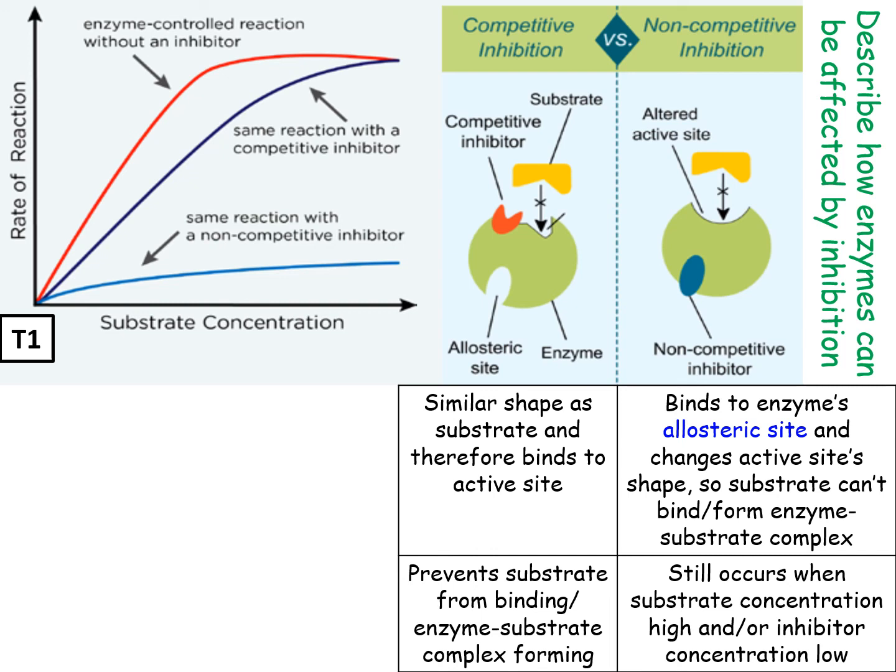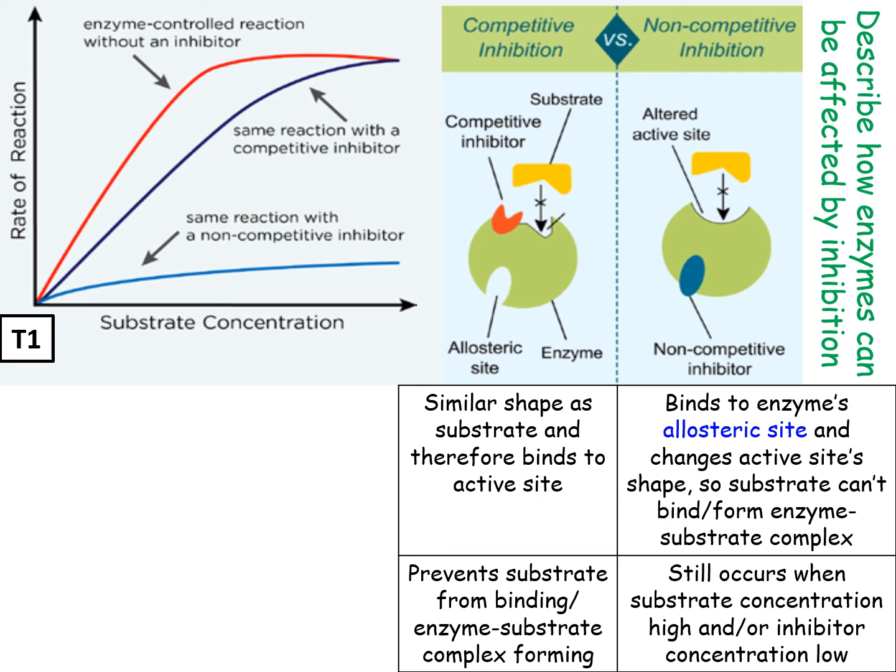However, in non-competitive inhibition, the molecule binds to a different location of the enzyme. So we call this location the allosteric site. And because it binds to the allosteric site of the enzyme, it could disrupt the bonds that make up the globular structure of the enzyme, such as disrupting the ionic bonds or the hydrogen bonds or the disulfide bonds of that globular structure. And that means that when you change the enzyme's bonding, you also change its active site shape. So substrates can no longer bind to it, and this means that you can't form enzyme substrate complexes.